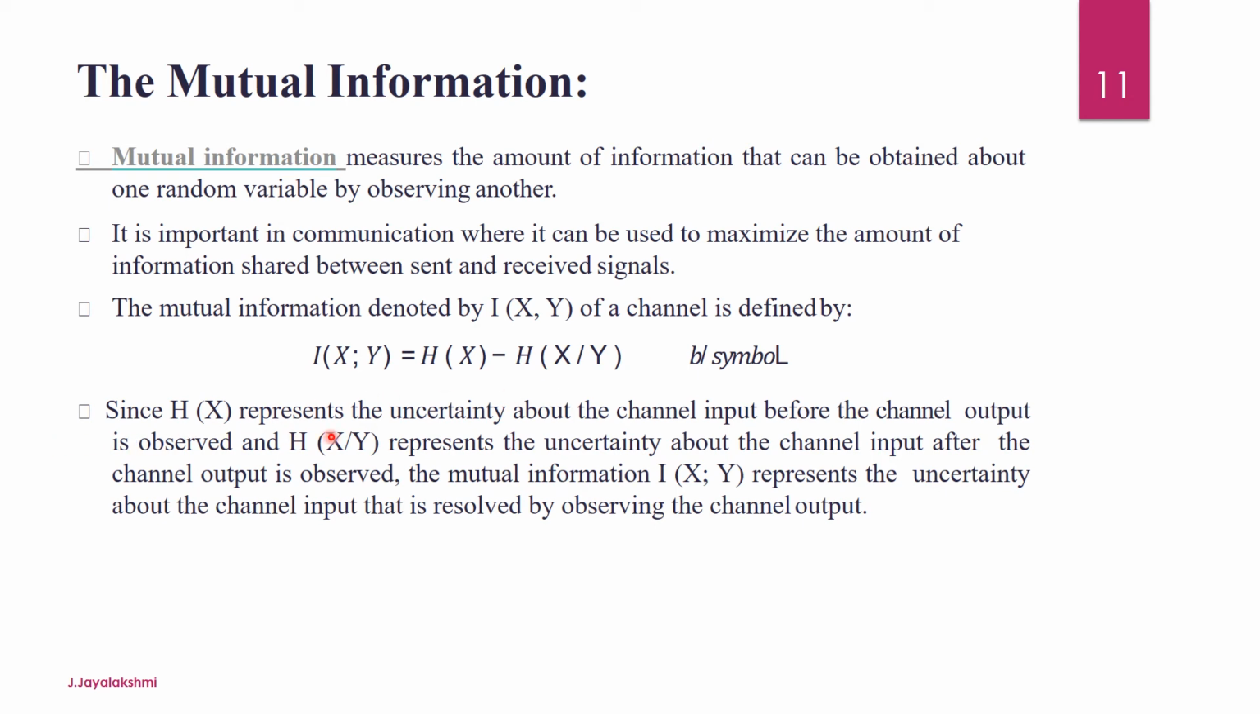Since H of x represents the uncertainty about the channel input before the channel output is observed, and H of x by y represents the uncertainty about the channel input after the channel output is observed, the mutual information I of x comma y represents the uncertainty about the channel input that is resolved by observing the channel outputs.